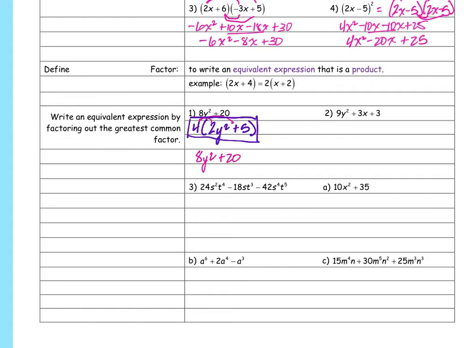Okay, so the second one, what can I take out of 9y squared plus 3x plus 3?